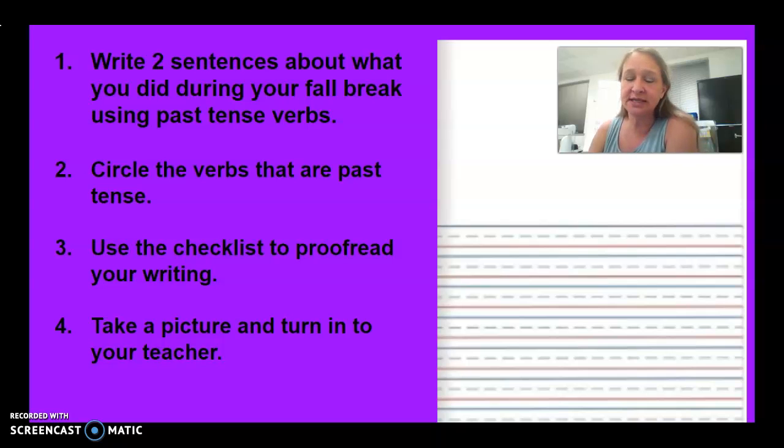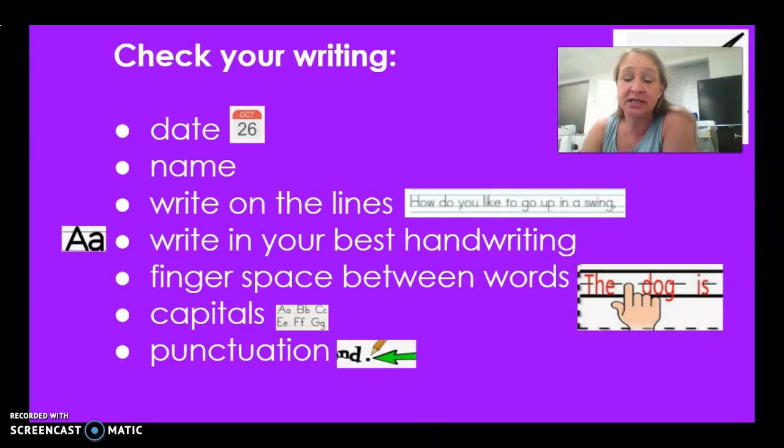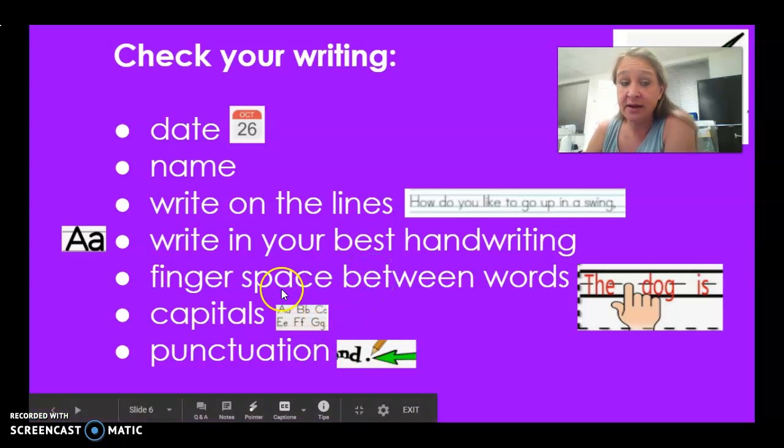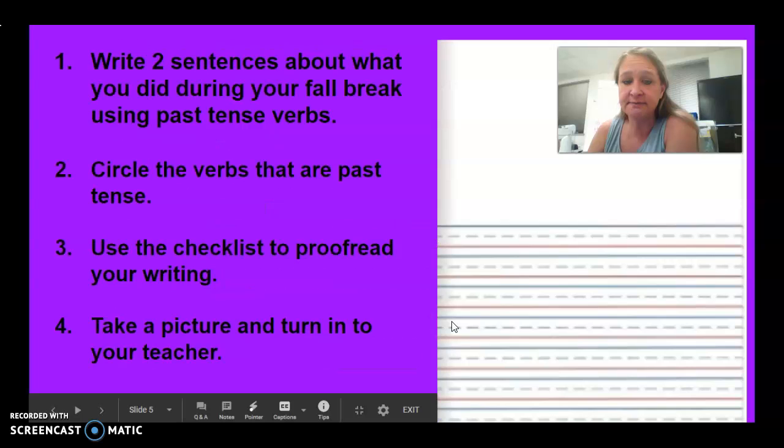Then we wrote 2 sentences about what we did over our fall Thanksgiving break using 2 past tense verbs. We circled the verbs. We used this writing checklist to make sure that we had our date, name. We wrote on the lines. We wrote in our best handwriting. We used finger spaces between words. We have capitals and we have periods at the end of our sentence.